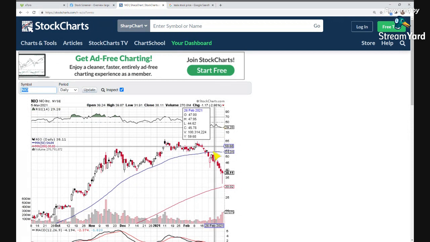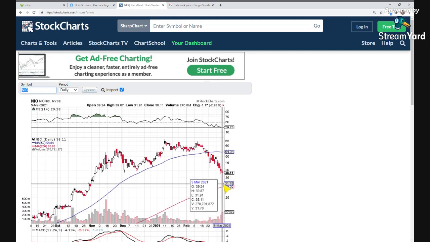It's at $38 now, but it dropped down to $31 there on Friday. So that would have been a great price to buy, but it might even drop below the 30 mark. So these are stocks I'm going to watch.